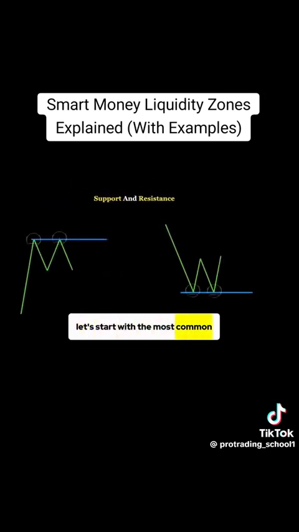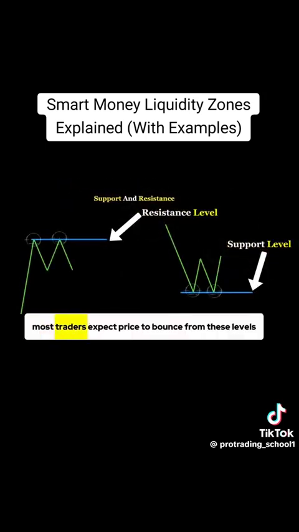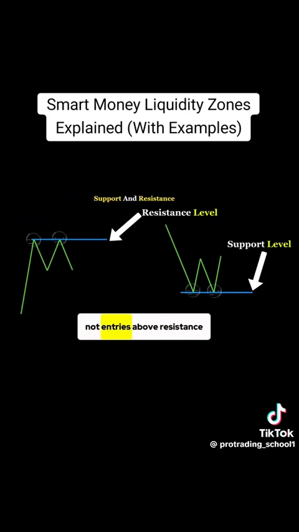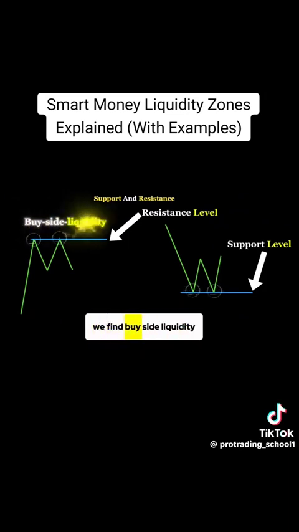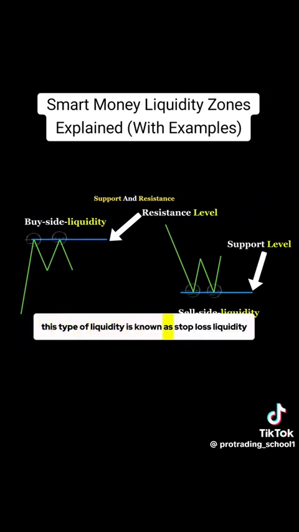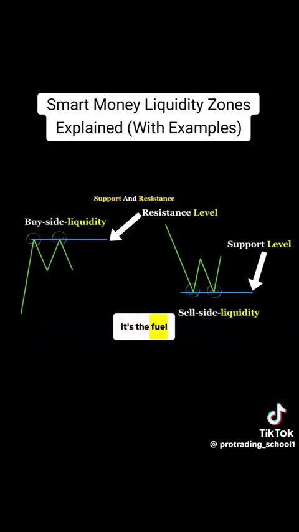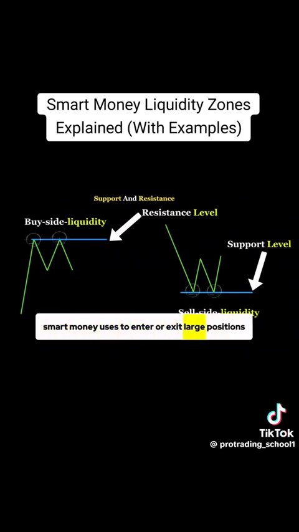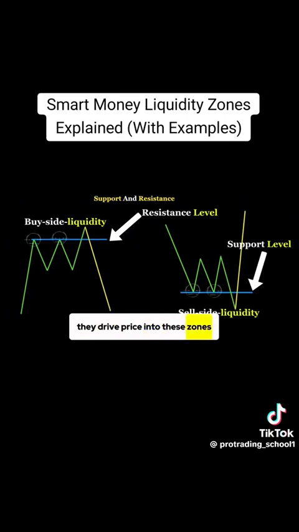Let's start with the most common, support and resistance. Most traders expect price to bounce from these levels. Smart money sees liquidity, not entries. Above resistance, we find buy-side liquidity, buy stops from breakout traders, and stop losses from short sellers. Below support, we find sell-side liquidity, sell stops from long traders, and breakout entries from sellers. This type of liquidity is known as stop-loss liquidity. It's the fuel smart money uses to enter or exit large positions. They drive price into these zones to trigger those stops and then reverse the market.